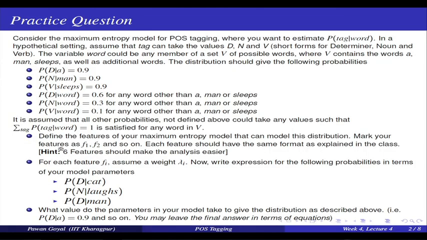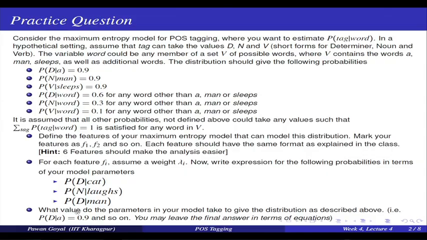Then the next question says, for each feature fi, assume a weight lambda i. Now write down the expression of the following probabilities. What is the probability of d given cat in terms of your model parameters? The parameters are mainly lambda 1 to lambda 6. Similarly, find the probability of n given laughs, and the probability of d given man. Finally, the problem says, what should be the values of the parameters in your model, lambda 1 to lambda 6, such that you obtain the distribution as shown in the question? So this is my problem.